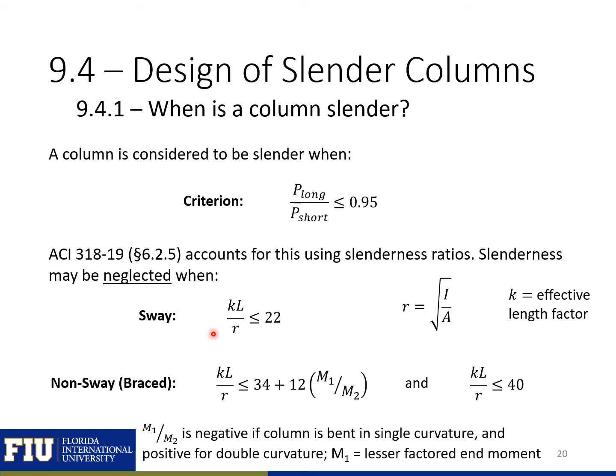So for ACI, we can neglect slenderness in a sway frame when our KL over R is less than or equal to 22. In a non-sway or braced frame, we can neglect it when our KL over R is less than or equal to 34 plus 12 times M1 over M2, where M1 over M2 is negative if the column is bent in single curvature, and M1 is the lesser of the factored end moments, and where KL over R is less than or equal to 40. Our R here is equal to the square root of I over A, and our K is our effective length factor.